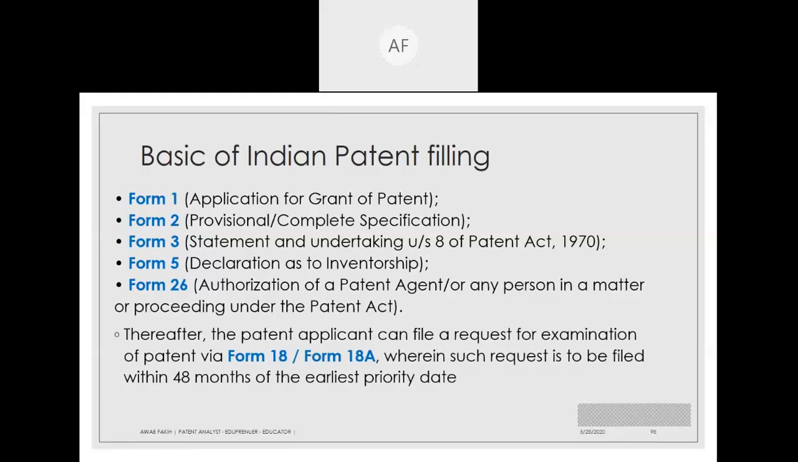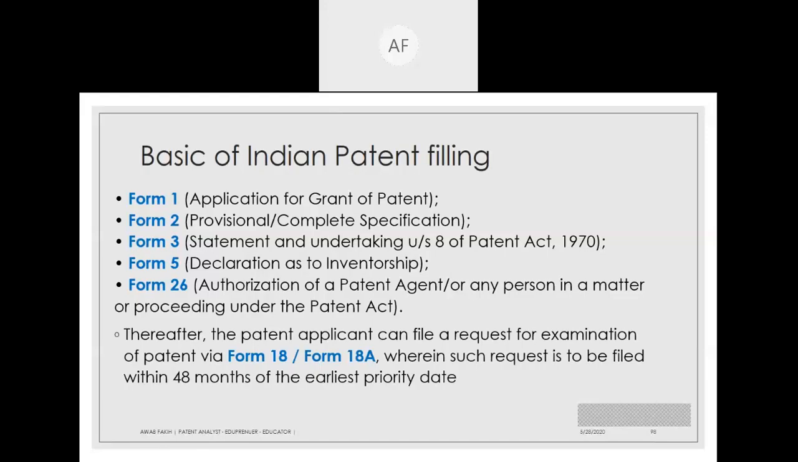Only if you are hiring a patent agent or patent attorney or someone else who will be representing your case in front of a controller, only in that case you have to fill a form 26. If you will be completely taking care of your own patent, form 1, form 2, form 3, form 5 is sufficient. And there is one more form. If you want to get your patent published earlier, it is also known as a form 9. So with that you can get your patent published a little earlier. If you don't do it, it will take almost between 12 to 18 months maximum.